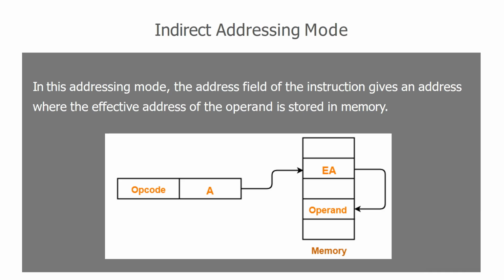Now indirect addressing mode. Indirect addressing mode means that the operand field will have the address, and that address will be having the effective address. So it is kind of a double jump. We jump from instruction to the location, and that location is sending us again to some other location, and then we get the final value of the operand.